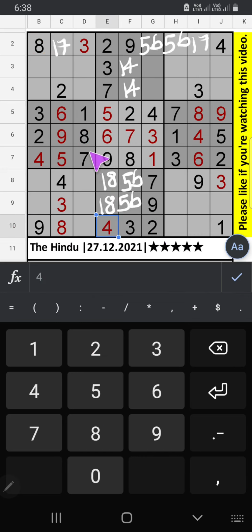Then in column D we have 7, can't come in this cell. Also in column H we have 7, can't come in this cell. Then 7 will be here. If 7 comes here, 1 can't come in this cell. 7 will be here. Then 1 will be here.